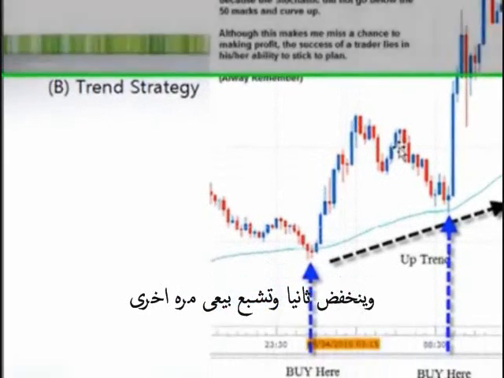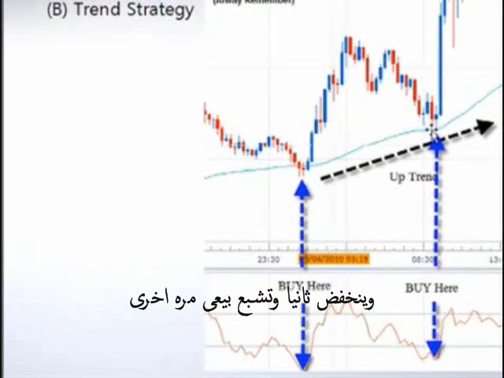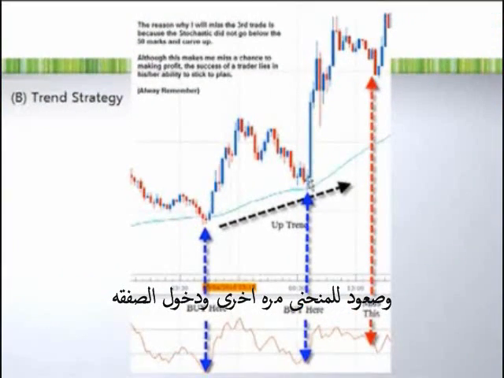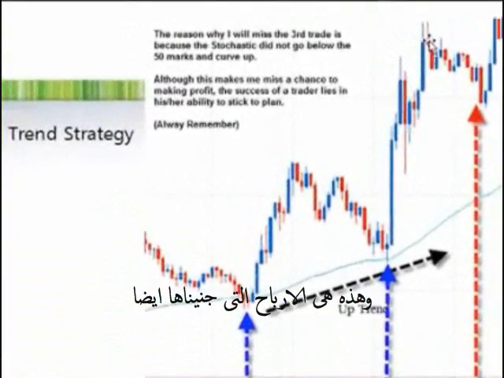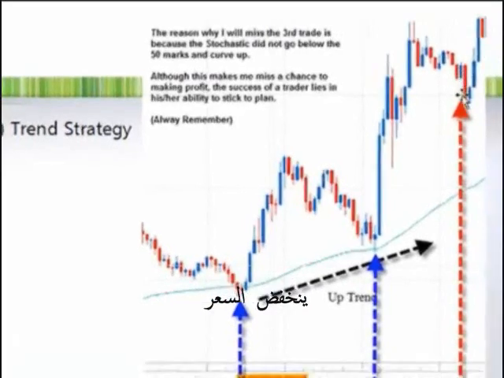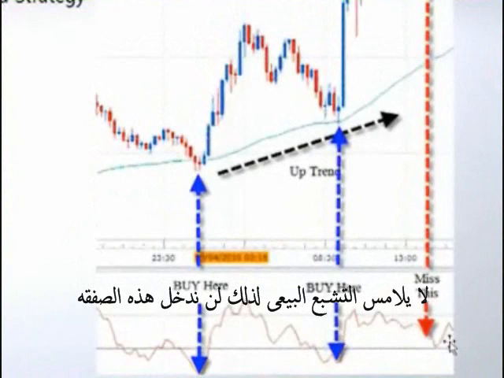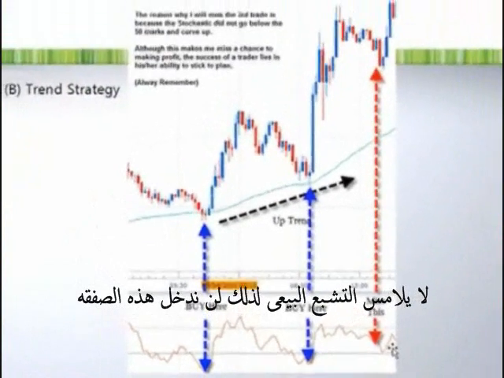Okay, as you move down again, you can see it's oversold again. Wait for the curve up again. Enter a trade. This is how much you make again. However, can you see the third time you move down, it did not hit the oversold. Therefore, we are not going to enter any trade.